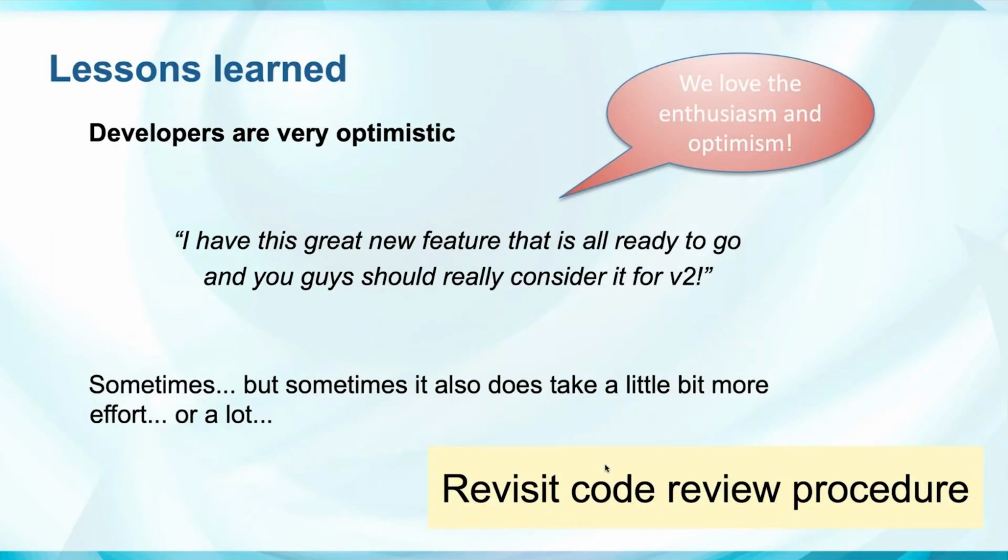Some of the lessons we learned from those delays: developers tend to be very optimistic people, and we love that enthusiasm and optimism. I don't want to dampen that down. So it usually goes something along the line of, I have this great new feature, it's all ready to go, and it should really be in V2 because it's great. Sometimes that is the case, and sometimes it takes a little bit longer to get it up and running, and sometimes a lot longer. Because of that, there is a plan to revisit the code review procedure to try to tighten it up without making it overly complicated.